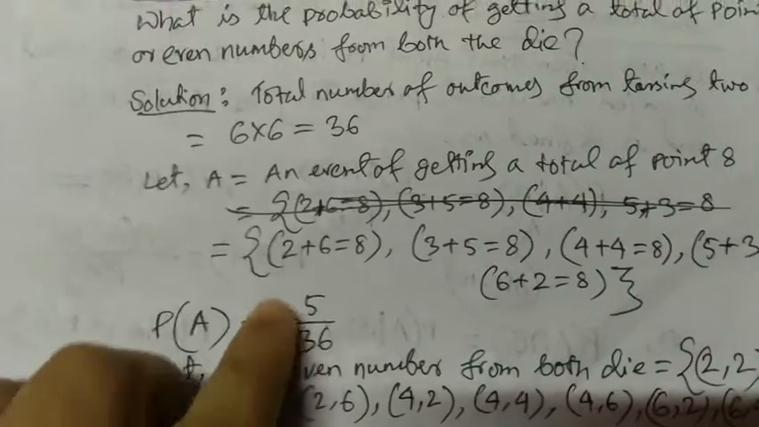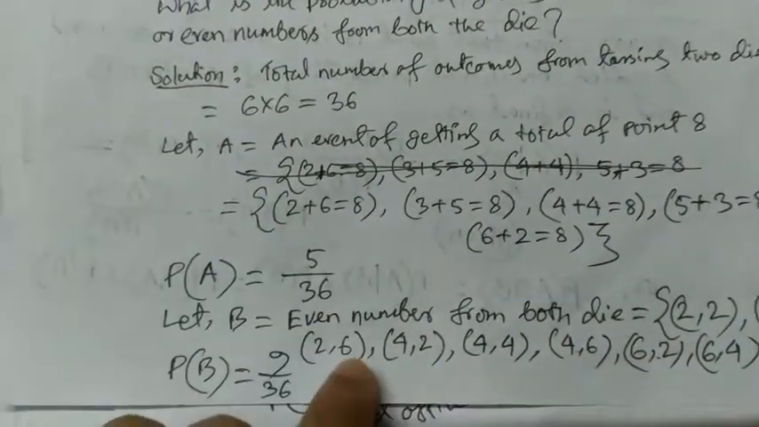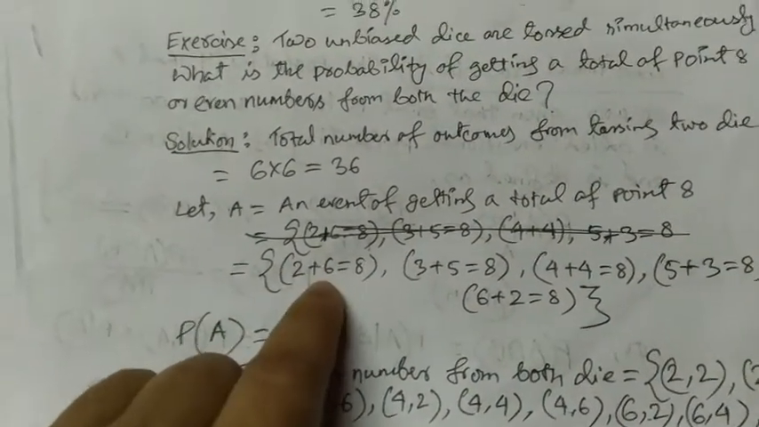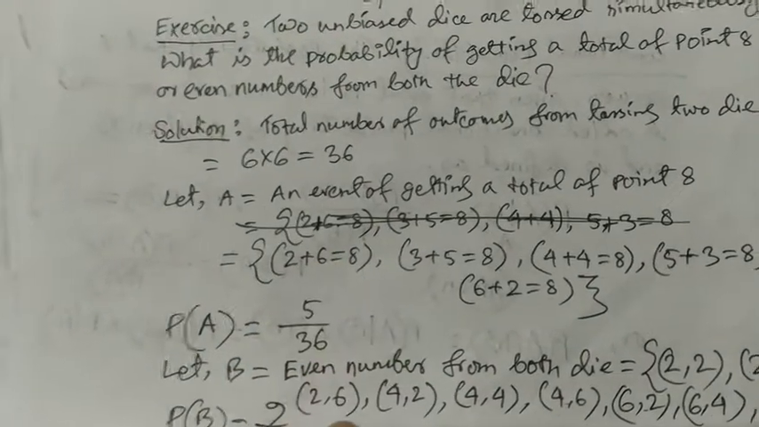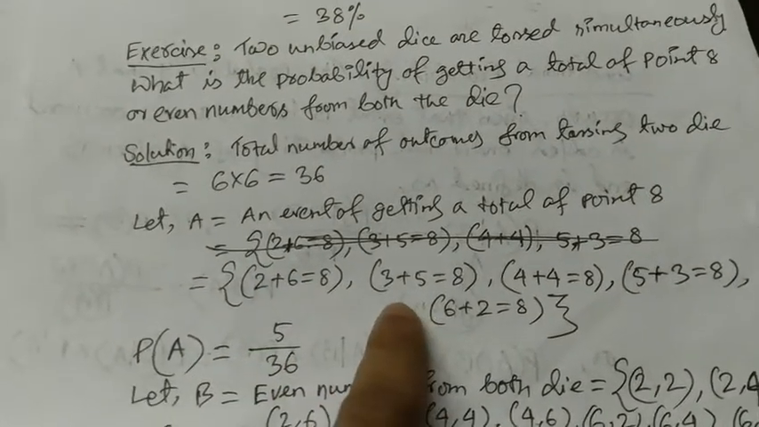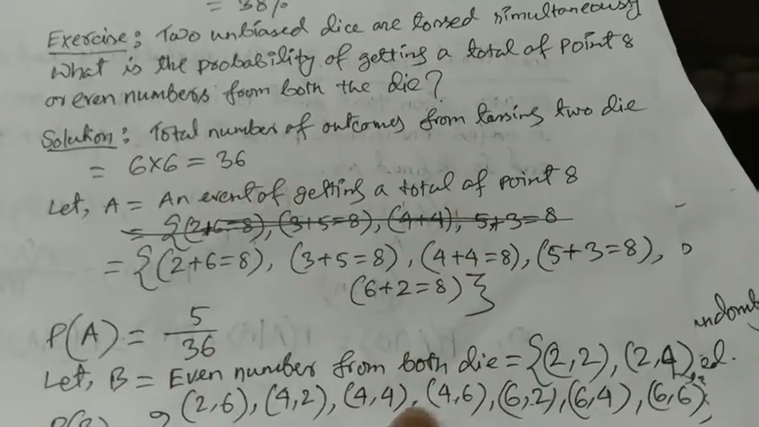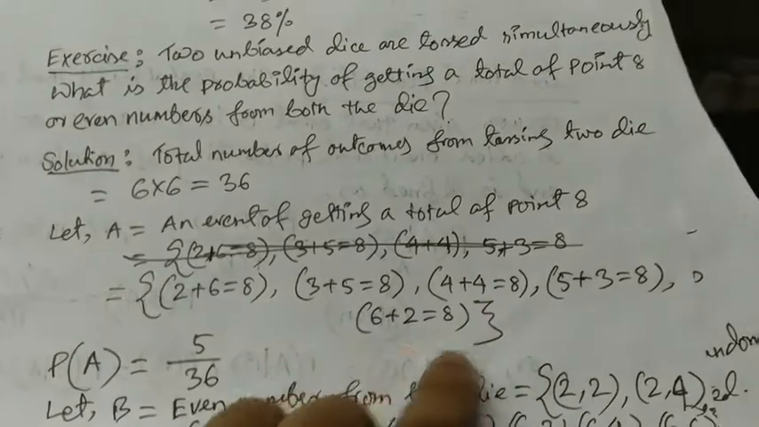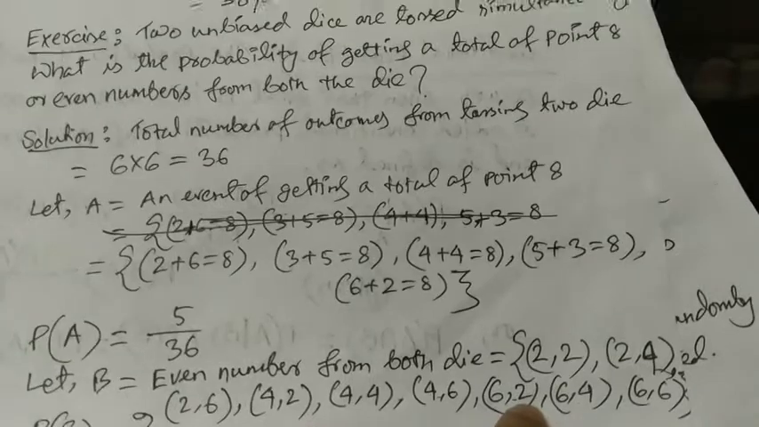So this is event A. You can see here we have 2, 6. Here also we have 2, 6. So this outcome is common between the two events. Here also 2, 6, so these are the common outcomes. Here also we have 4, 4. This is the common outcome. Again, we have 6 and 2 here.